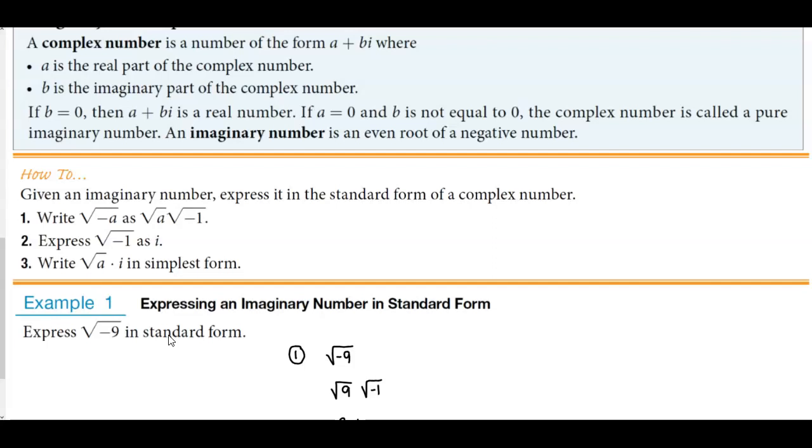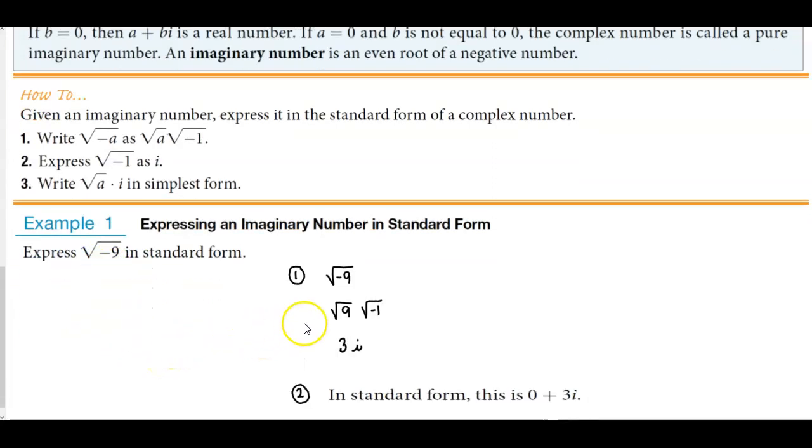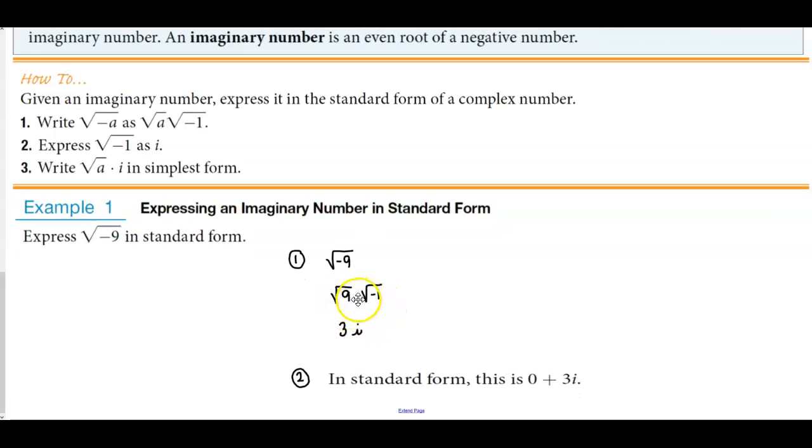So example 1, we're expressing an imaginary number in standard form. We're going to express the square root of negative 9 in standard form. We can rewrite this in factored form: the square root of 9 times the square root of negative 1, and this is still multiplication. The square root of 9 is 3. The square root of negative 1 is i, so this just becomes 3i. So this is one term, 3i. Now, if we wanted to write this in standard form, this would be 0 plus 3i. Because there isn't a real part, we would say that 0 is the real part and 3i is the imaginary part.